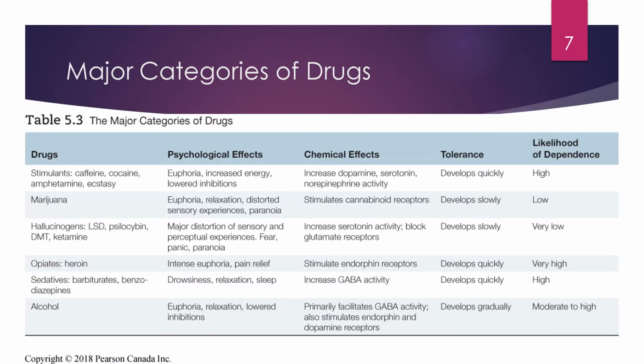So here's a nice little chart that shows the major categories of drugs for you. So we have the stimulants, marijuana, hallucinogens, opiates, sedatives, and alcohol. So I'll leave this chart in here and let you take a look at it yourselves. It basically summarizes a lot of what we're going to talk about in a bit more detail in the next few slides.